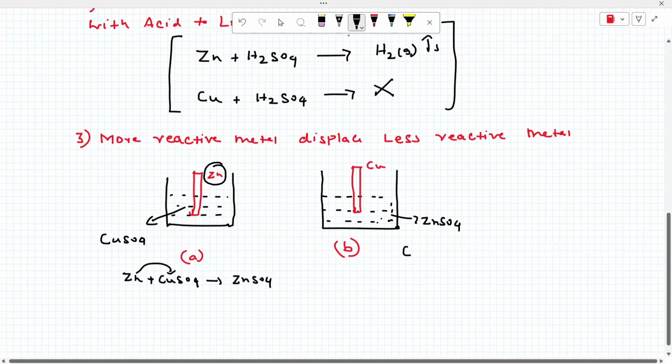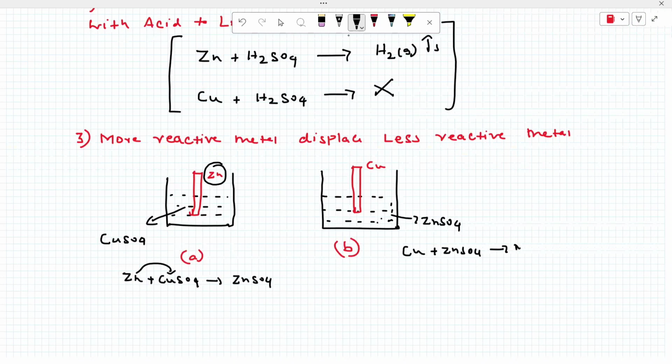But in this case, copper plus zinc sulfate. Yes or no? No reaction. Why no reaction? Because copper is less reactive, so this reaction is not possible. This is correct. What is the common point? More reactive metal displaces less reactive metal. You got the point? Important. Okay, this is the basic fundamental.